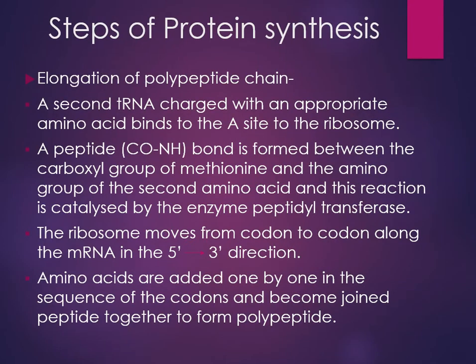Now the second step is elongation of the polypeptide chain. In this, there is a repeated cycle of amino acid delivery, then peptide bond formation, and movement along the mRNA, that is translocation. A second tRNA charged with an appropriate amino acid binds to the A site of the ribosome. A peptide bond is formed between the carboxyl group of methionine and the amino group of the second amino acid, and this reaction is catalyzed by the enzyme peptidyl transferase.